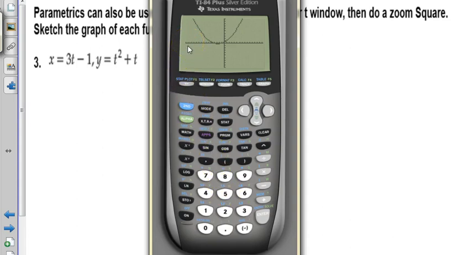All right. Anyway. Does anybody remember what an inverse is? Inverse switches the x and y's. Anybody know how we're going to do an inverse in parametrics? How? So what are we going to type for this x? Oh, you guys are geniuses. T squared plus t. And for the y, we're going to put 3t minus 1.